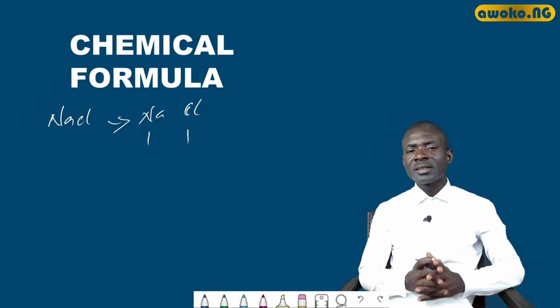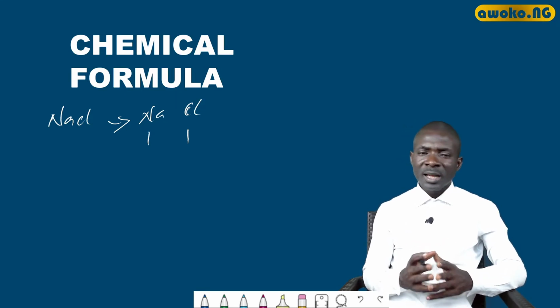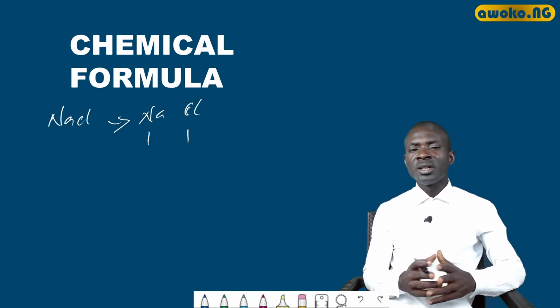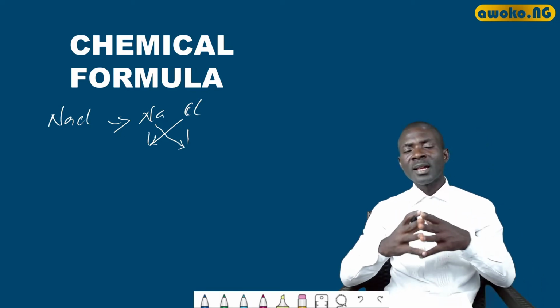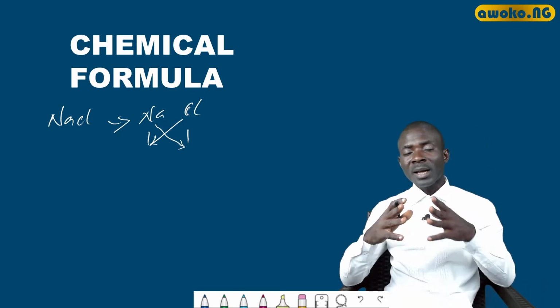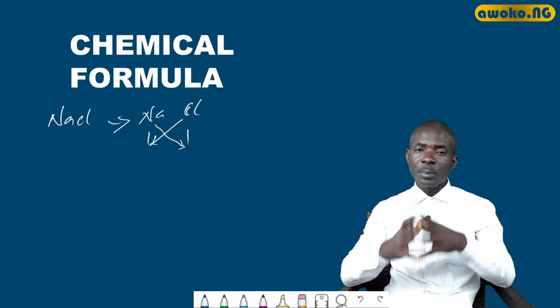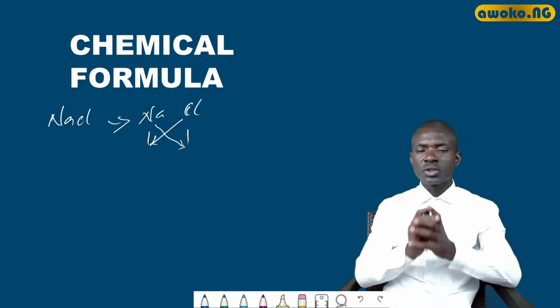Having known the valency, we move to the next step that has to do with what? Interchanging the valencies. So here we can have exchange of valencies. So the positive atom takes the valency of the negative atom, while the negative atom takes the valency of the positive atom, just as it is shown here.